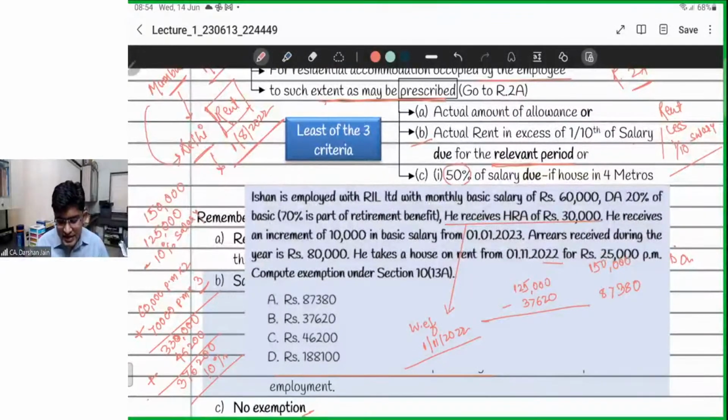So 1,50,000 minus 87,380 would become my taxable HRA. However, I am supposed to calculate only the amount of exemption here. My exemption is going to be option A, 87,380, because of 40% of salary. Now, what is 40% of salary? That is 3,76,000 multiplied by 40%. That would be again higher. Let's check it out. 3,76,200 multiplied by 0.4. That is 1,50,480.